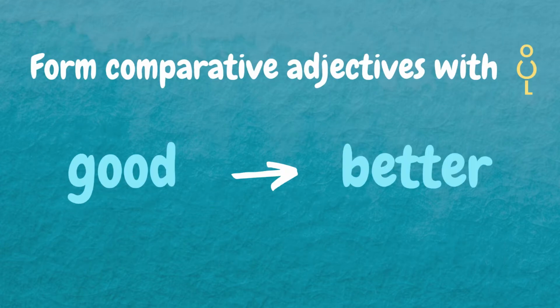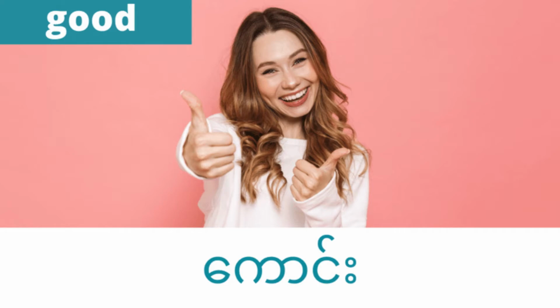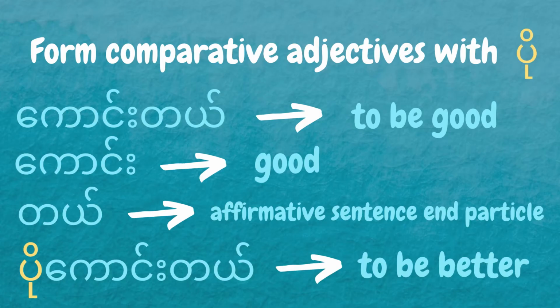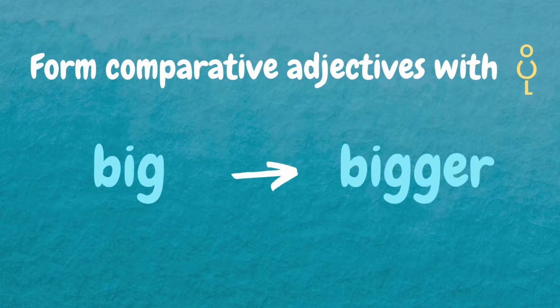Fortunately, forming comparative adjectives is even easier in Myanmar than it is in English. All we have to do is add the particle po before the descriptive verb and we're done. For example, say we want to take the descriptive verb good and turn it into better. From the vocabulary video, you'll remember that good is gaon. Gaonde means to be good. This is made up of the word for good, gaon, and the affirmative sentence end particle de. So if we add po in front of gaon, we get po gaonde, to be better. Easy, right?